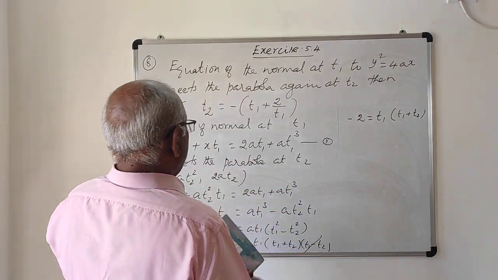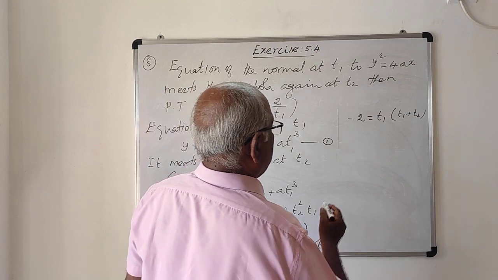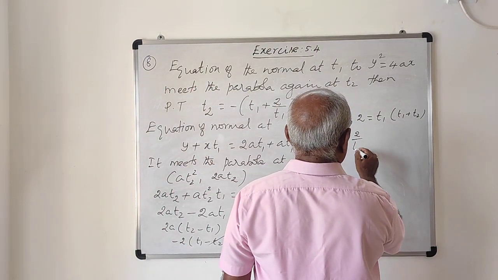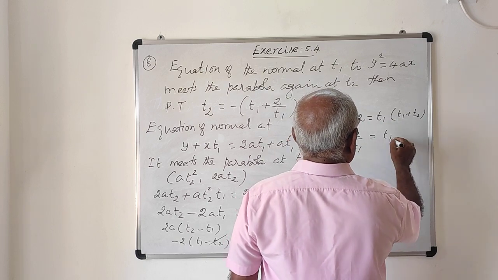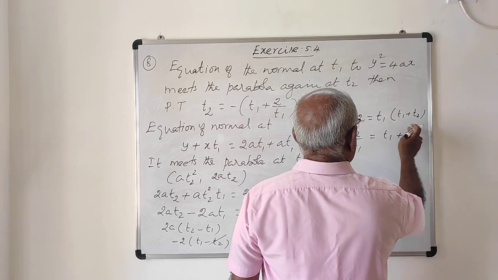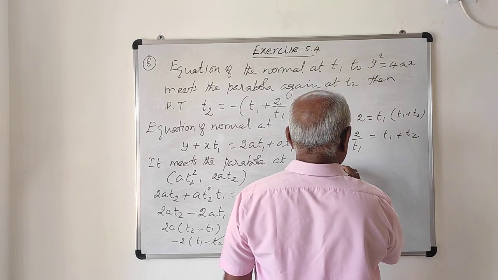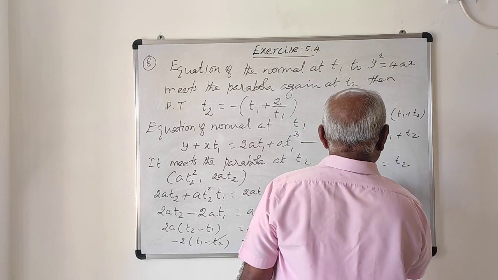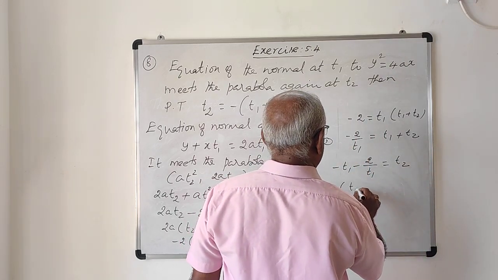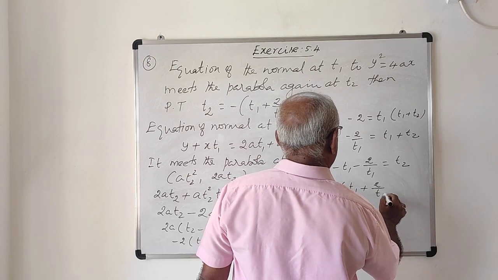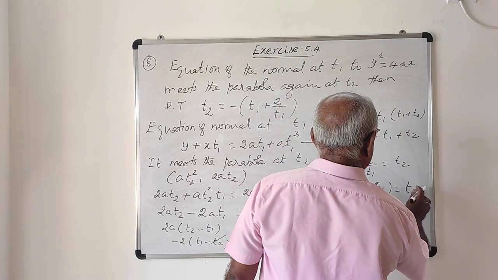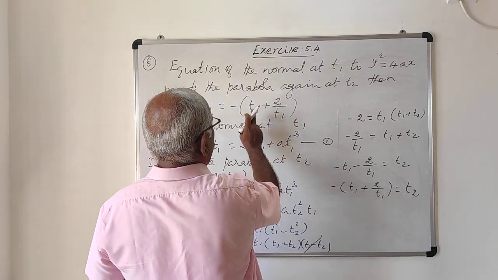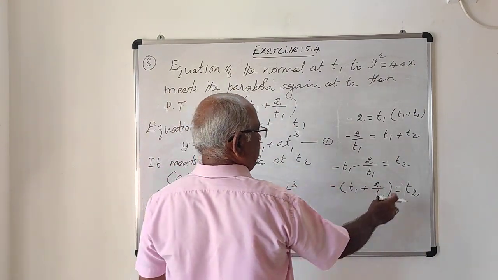What we have to prove is t2 equal to. You bring this t1 over: minus 2 by t1 equal to t1 plus t2. You bring this t1 also to the left hand side, you get minus t1 minus 2 by t1 equal to t2. You can take minus as a common term, you get t1 plus 2 by t1 equal to t2. So we get the result t2 equal to minus of t1 plus 2 by t1.